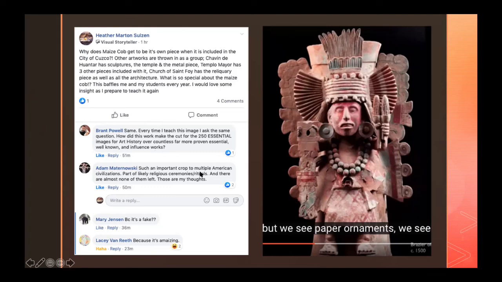Such an important crop to multiple American civilizations, part of likely religious ceremonials, rituals. Lacey Van Reeth said here, because it's amazing. Yeah, that's all I got. So I would love to hear your thoughts. Why do you think maize cob got its own number? What makes the maize cob so amazing?